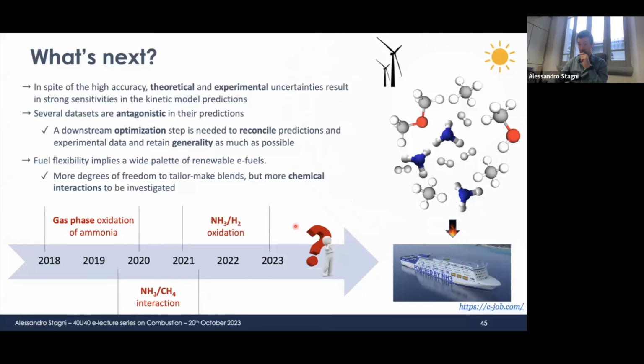Yeah, we are actually studying ammonia with aromatics also because, as you said, there are effects on NOx, but there are also effects on soot.